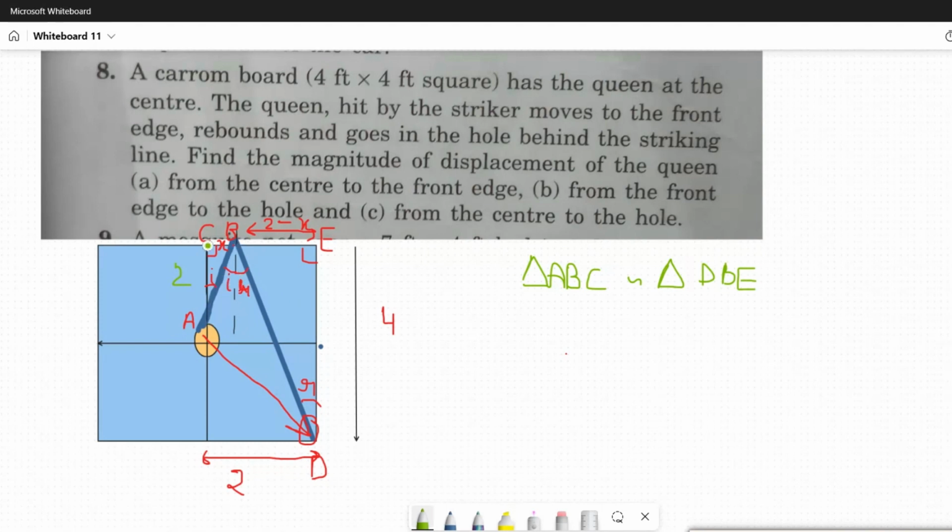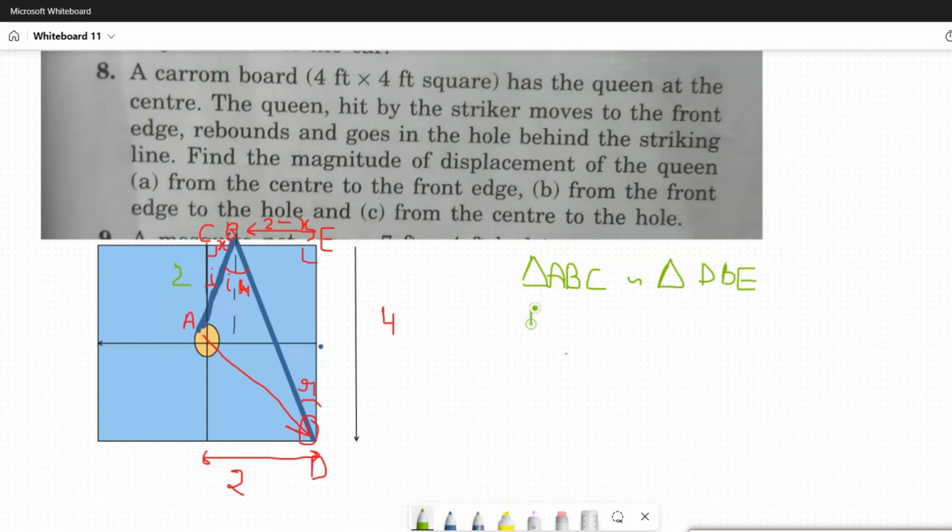So angle CAB is equal to angle I because they are alternate angles, and similarly angle EDB is equal to angle R because again they are alternate angles, and I and R are equal in magnitude, and see this angle is 90 degrees and this angle is also 90 degrees. So by angle criteria they both are similar.